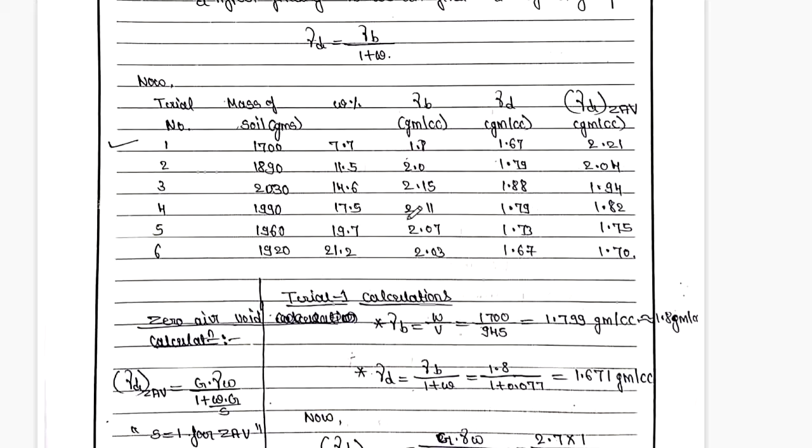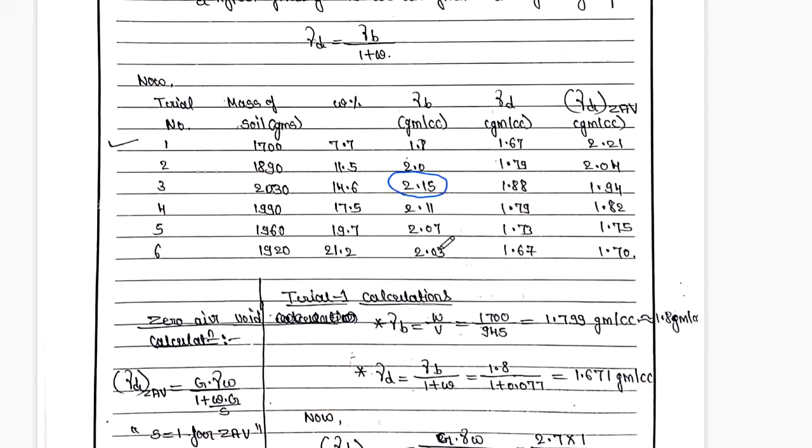Similarly, you can observe that up to this particular point the bulk density has increased, but after this the bulk density has decreased. So as we increase the water content till here, the bulk density increased, but after this point the bulk density decreased. So we have conducted the test properly.